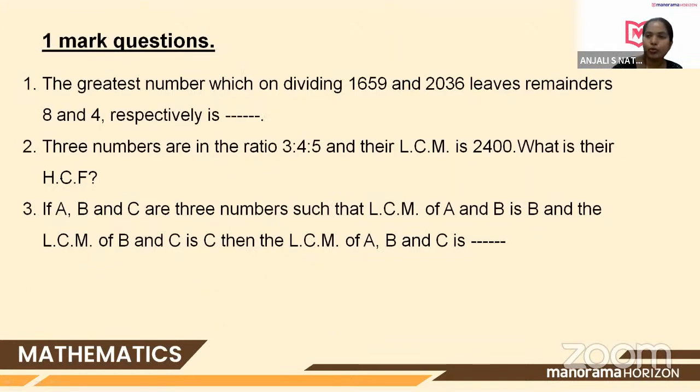So shall we move to the questions? Okay, some 1 mark questions. These are some simple questions. First 1 mark question: the greatest number which on dividing 1659 and 2036 leaves remainders 8 and 4 respectively. Then how can we find the answer? So look at the question.